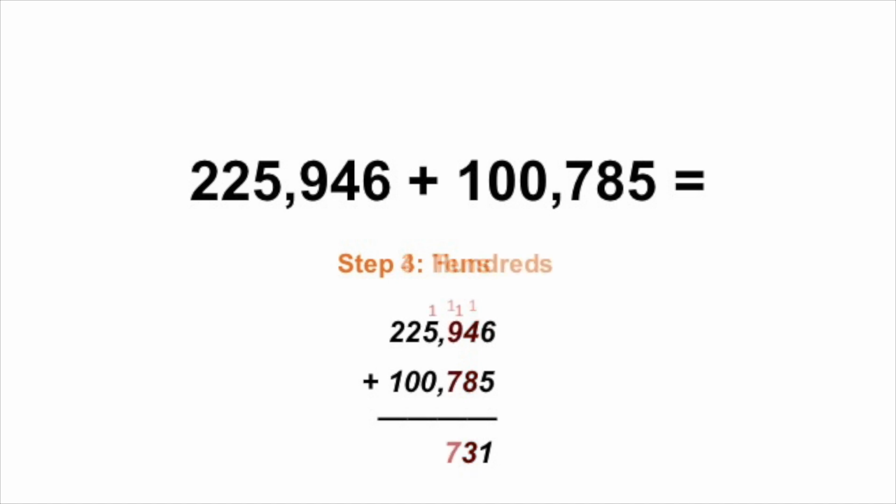Well done, guys. 1 plus 9, 10 plus 7, 17. So we write the 7, carry over the 1. Yes. And then 1 plus 5 equals 6. Plus 0 equals 6. 2 plus 0 equals 2. 2 plus 1 equals 3.